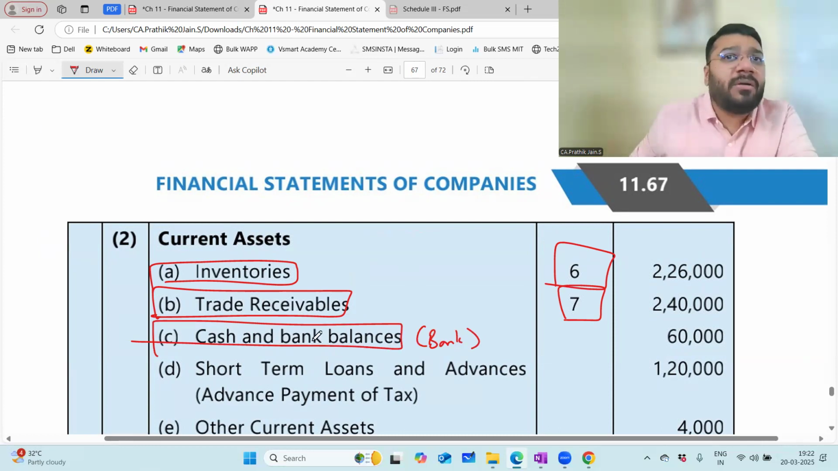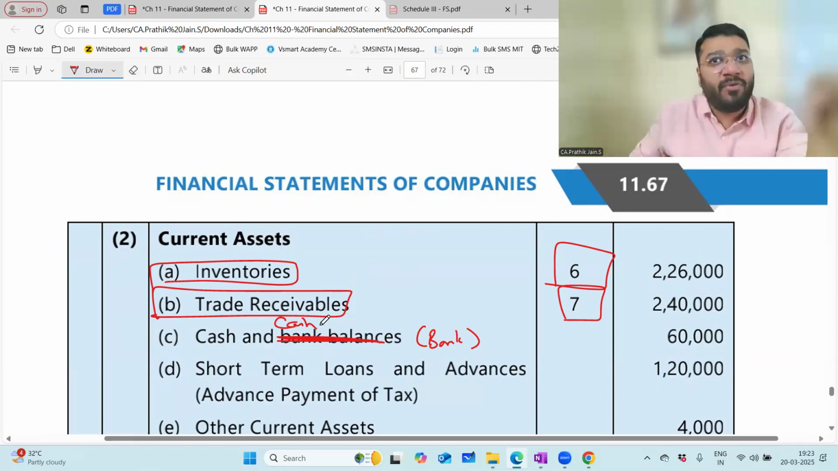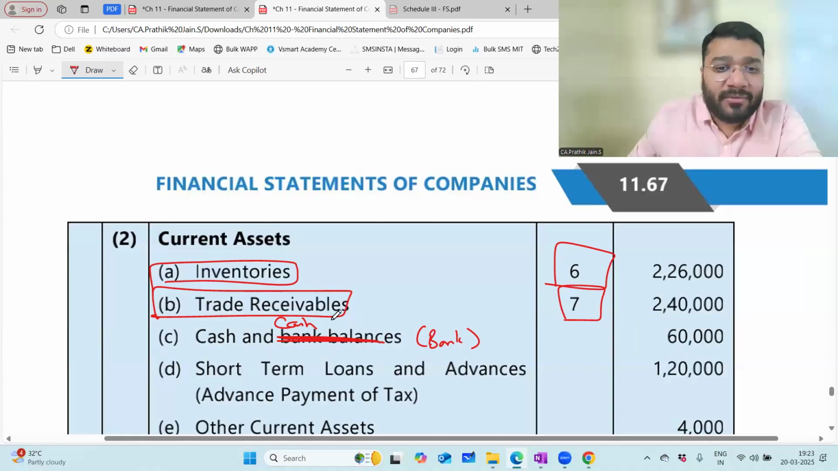Cash and bank balance is wrong. It should be cash and cash equivalent. Sometimes the person who is preparing this textbook would have been carried away in some emotion, how he wrote that. For that, you'll scold him, huh? You do what is right, no?